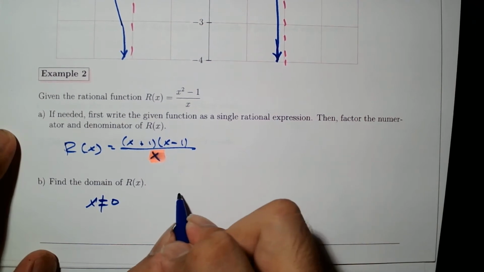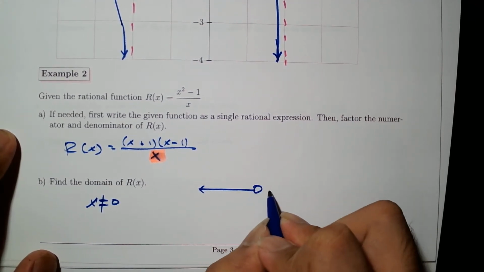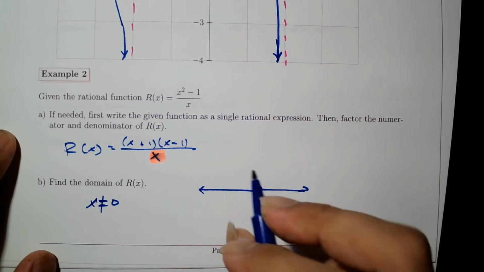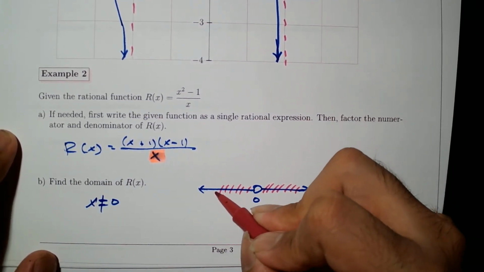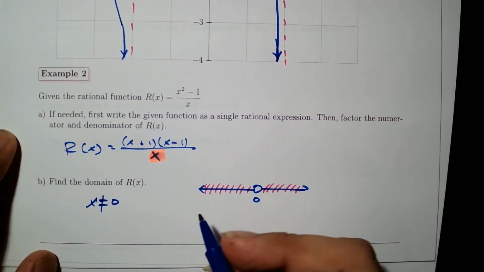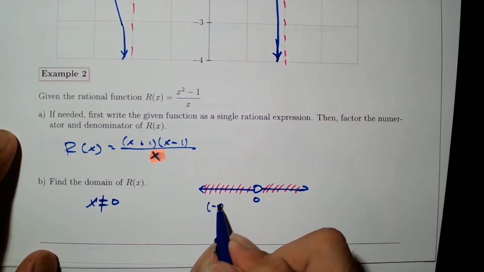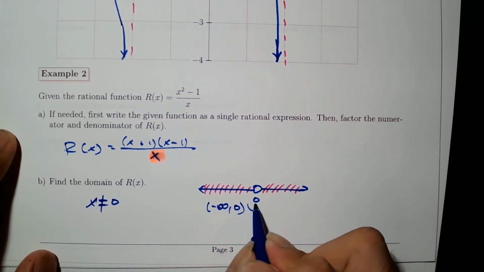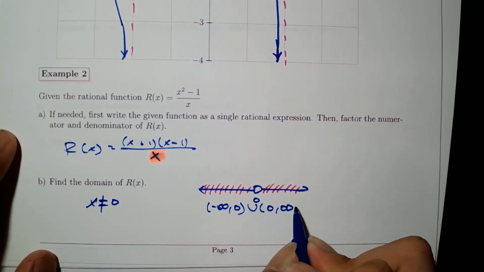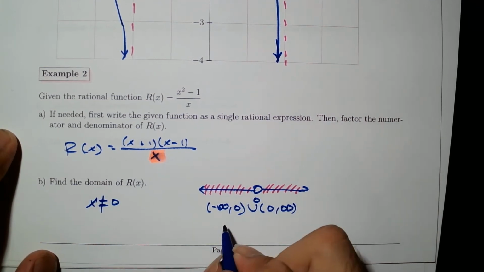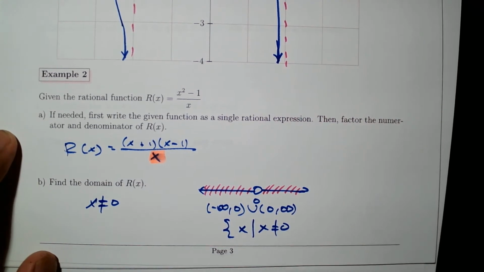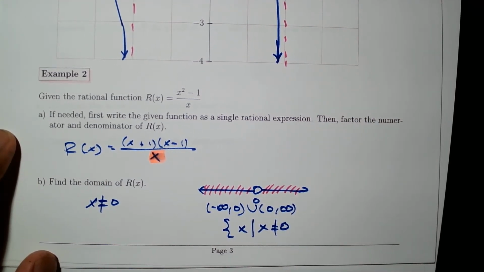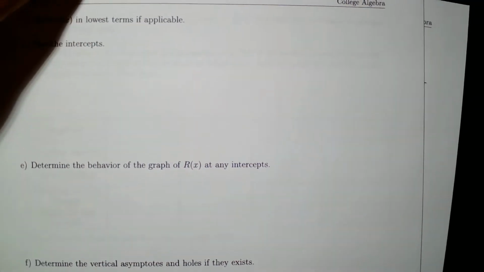On the graph, exclude that value, that hole, that open bubble. Using interval notation, the domain is negative infinity to 0 union 0 to positive infinity. And what else do we have? Set notation: x such that x cannot be 0. Right? So that's the domain. Let's move on to the next page to keep moving with this exercise.